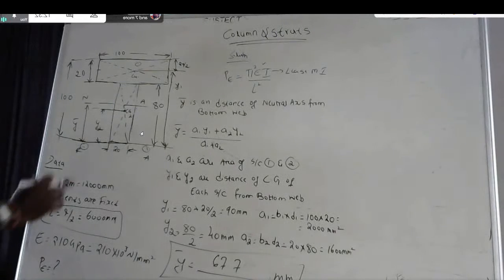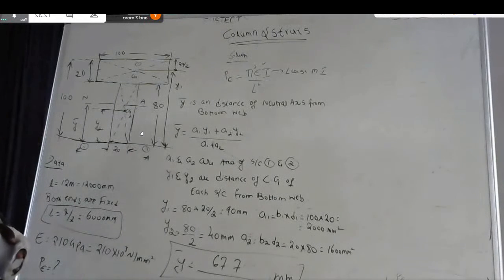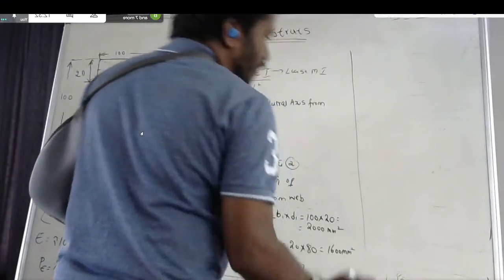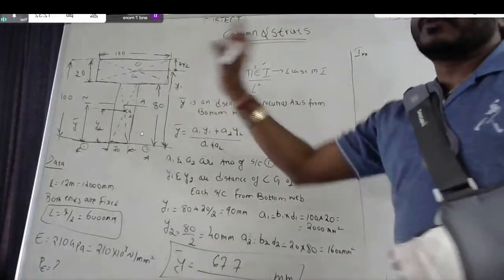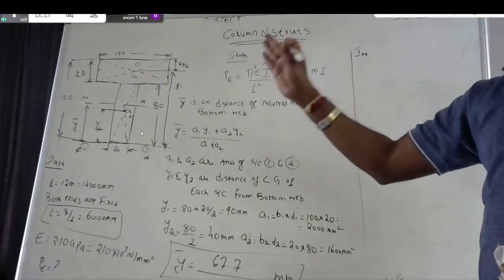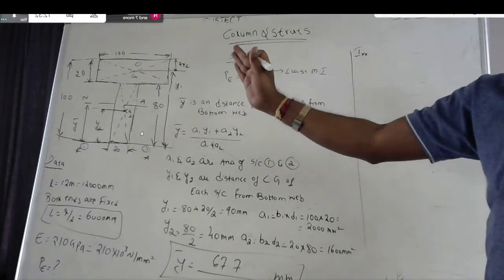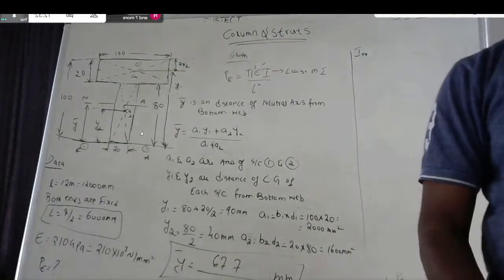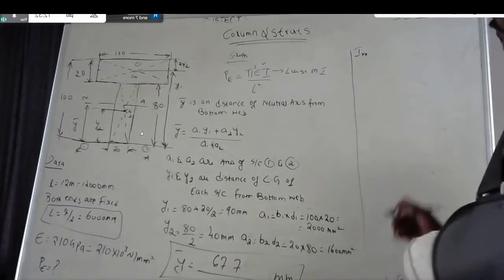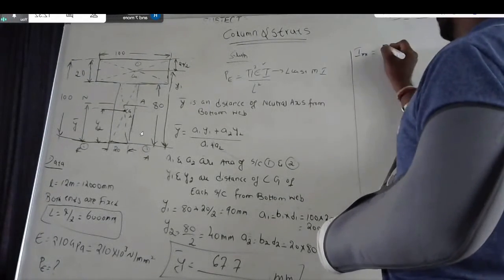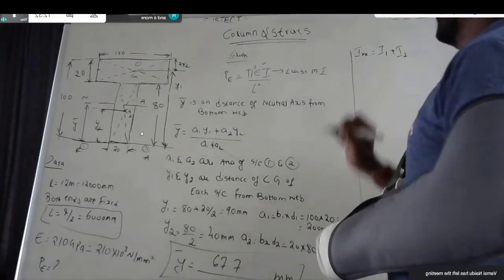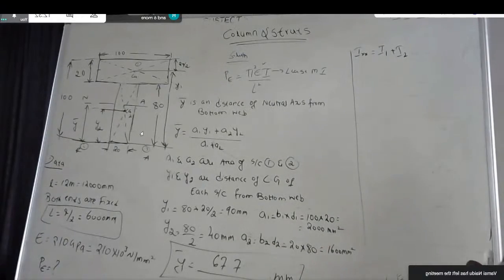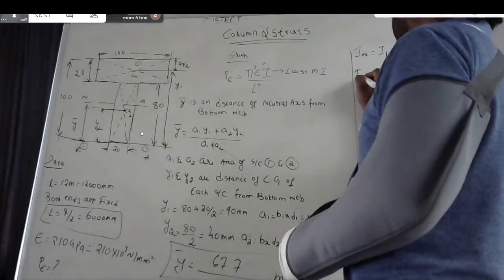Why do I calculate this y bar? Because I still want Ixx and Iyy. Keep this in mind. I want Ixx, because the section is not symmetric about the x axis, it is symmetric only about which axis? The Y axis. Therefore, my Ixx becomes the moment of inertia of section 1 plus the moment of inertia of section 2, that is I1 plus I2. What is I1?